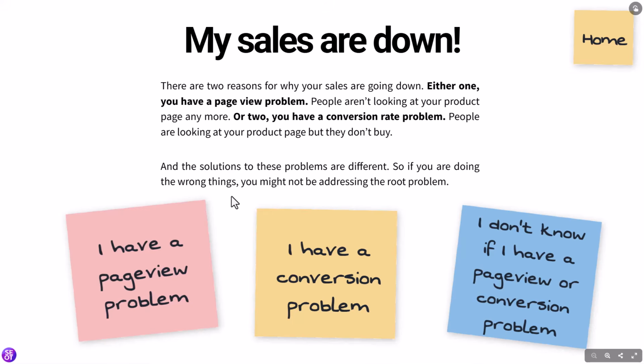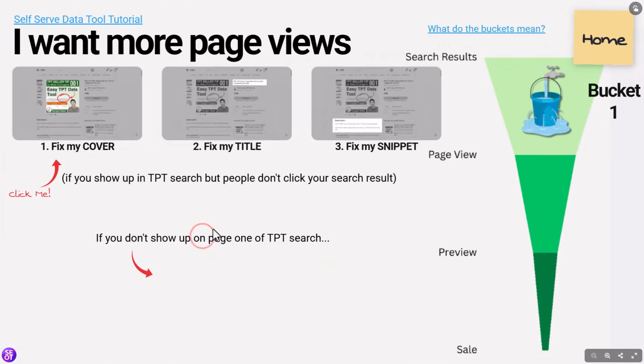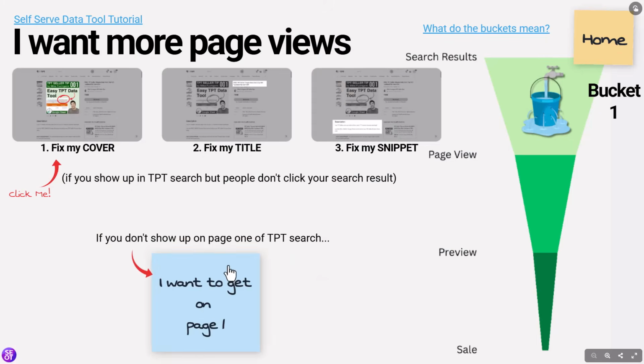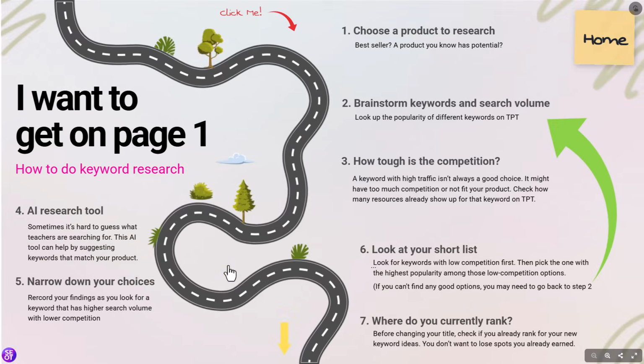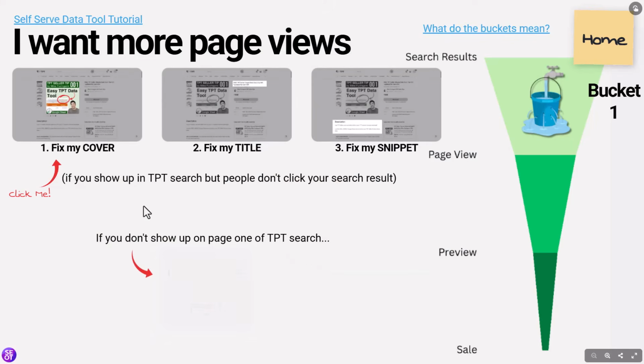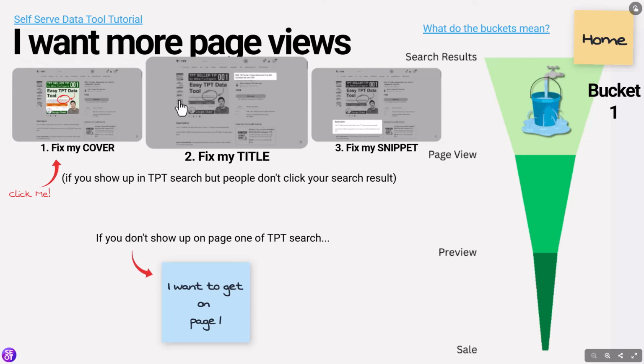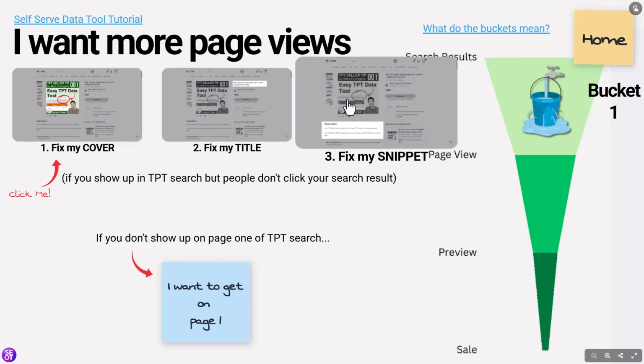If you have a page view problem, click the red post-it note. Low page views usually means you don't show up in TPT search, or you show up but your listing isn't as attractive as your competitors, so it doesn't get clicks. If you don't show up on page 1 yet, there's a tutorial here on how to do keyword research. If you do show up in TPT search, then you need to fix your cover, your title, or your snippet to get a better click-through rate. Clicking those options will show you what to do next.